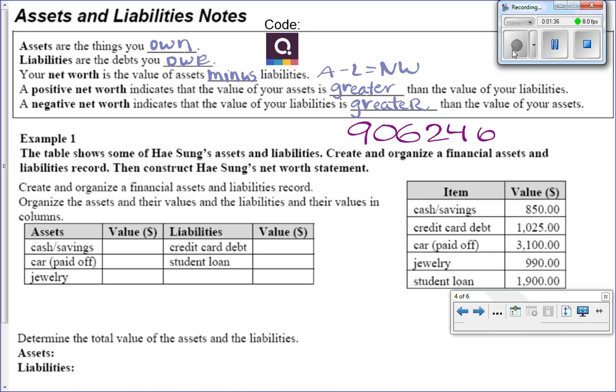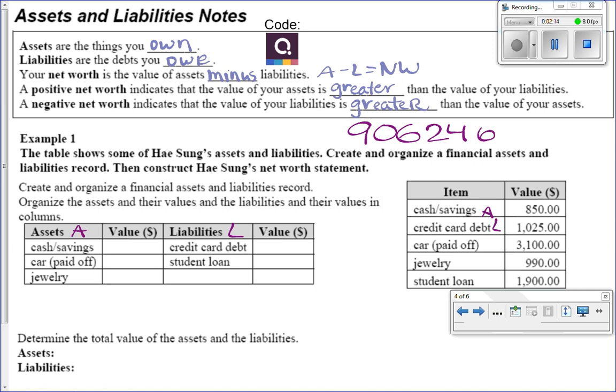The table shows some assets and liabilities. We're going to create and organize a financial assets and liabilities record, so a net worth statement. Okay, and so here are the items. All right, and so the item and then the value. And then over here is where they separated them with assets and liabilities. Are we good? So, if you don't want to create a whole other table, I just have students go down and do that. That's another option.